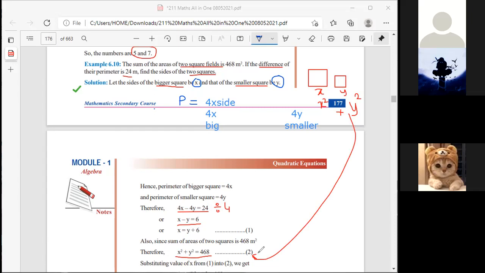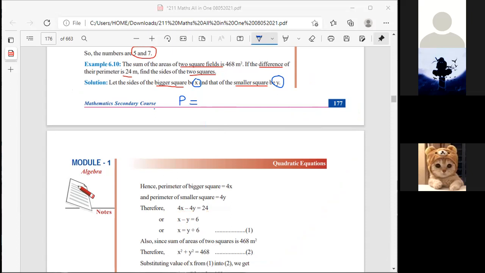Now tell me, 468, is it a square number? 21, the whole square is 441. Am I right? 22, the whole square is 484. It is coming in between the square numbers, so it is not a square number. Now what do I do? How do I solve?